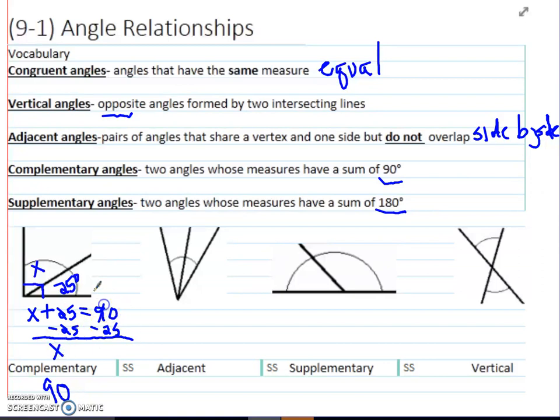So we would borrow, and we would get 65. So x equals 65 degrees. Adjacent just means two angles that are side by side. So these are also adjacent.